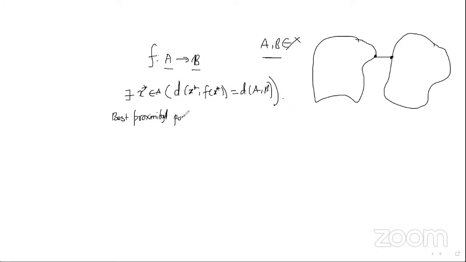Best proximity point. And they proved it by using the proximal normal structure, which is an extension of normal structure. What is proximal normal structure? We can recall normal structure here.